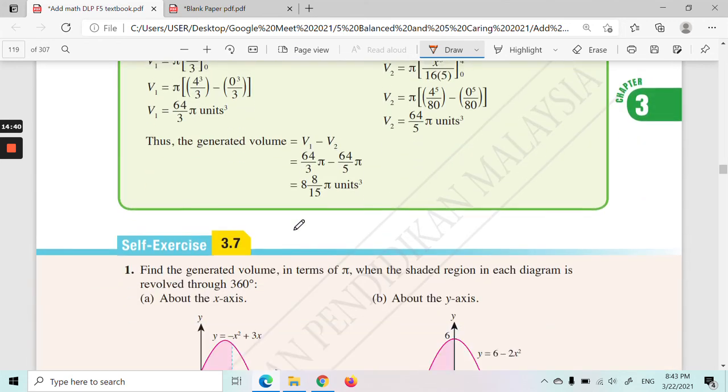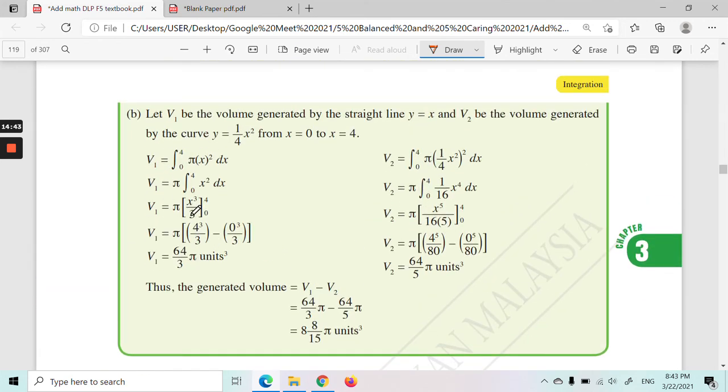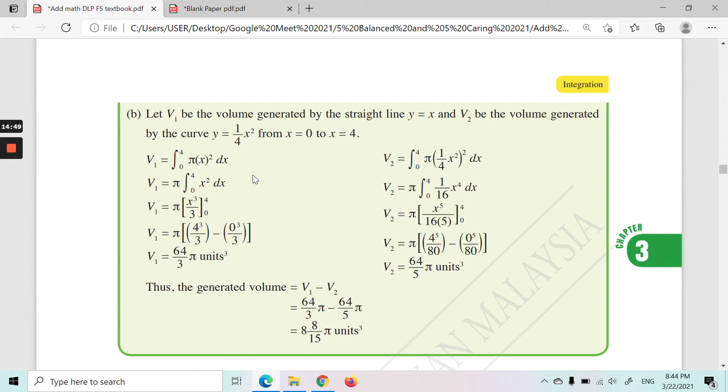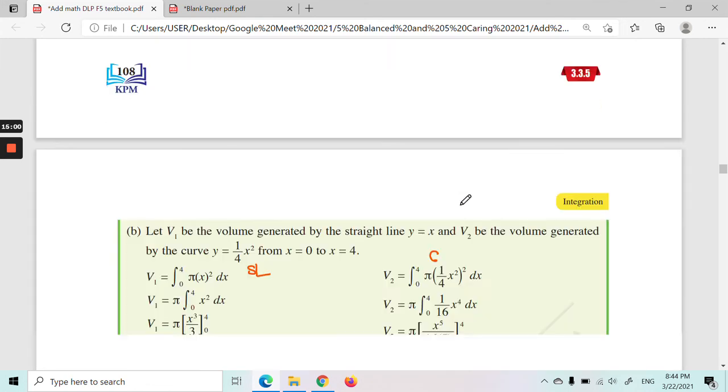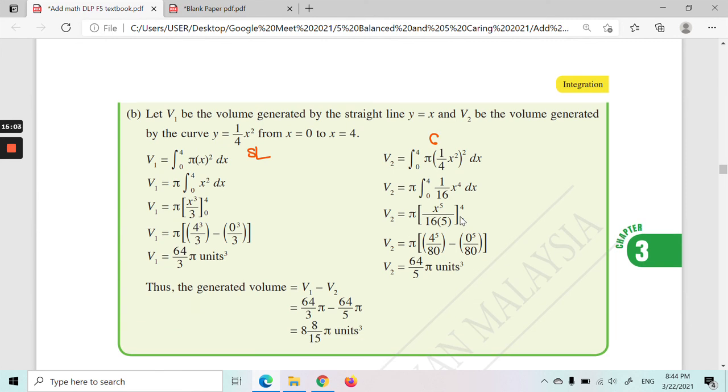So this part, see, the cone we already got using integration. If you want to find the volume of the cone using the formula, actually you also can. So volume number 2 is the curve. This one is the integral for the straight line, this one is the integral for the curve. So integrate pi from 0 to 4, 1 over 4 becomes 1 over 16 actually, and here is exactly the same. Integrate like usual: number copy, x copy, power plus 1, divide by the power. Then key into the calculator 1 over 16 divided by 5. Then you substitute and get the answer. So this one is the straight line volume minus this one, then you get the answer that you want.